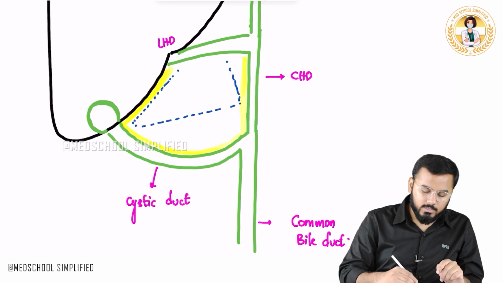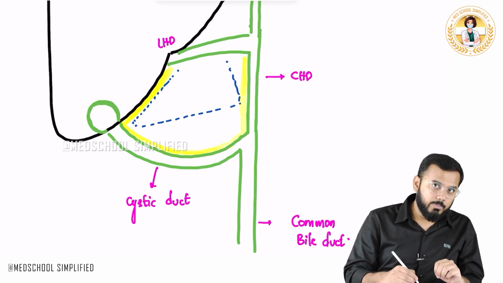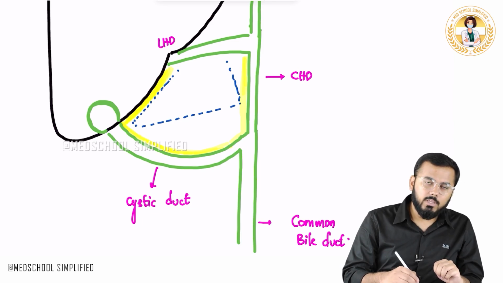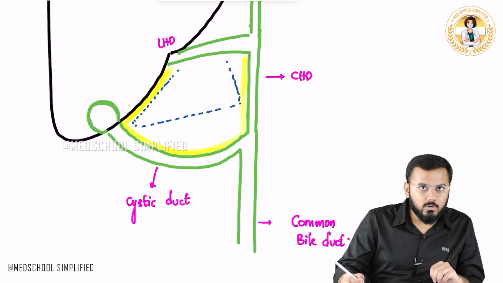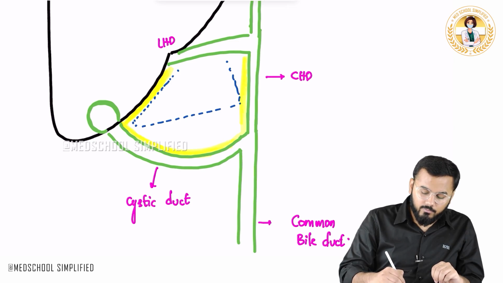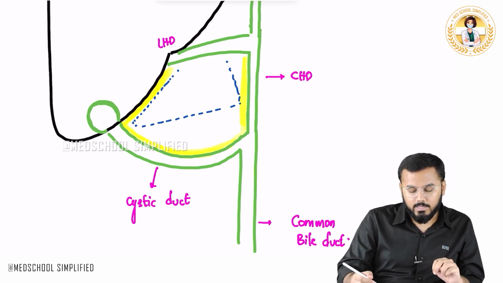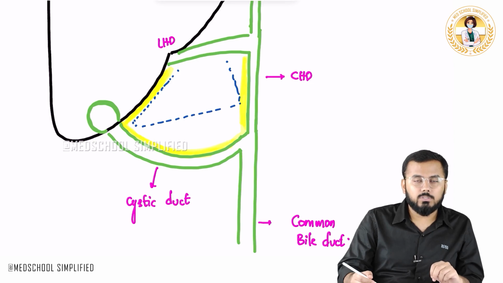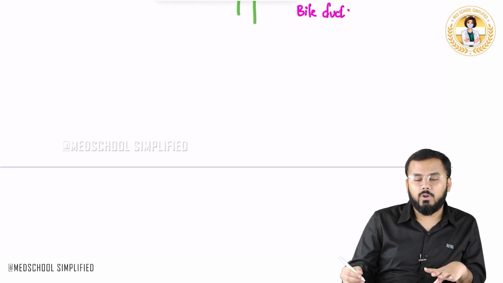Superiorly you have the inferior surface of the liver, laterally you have the cystic duct as well as the neck of the gallbladder, and medially you have your common hepatic duct. So this triangle which I have drawn here is called your hepatocystic triangle. Let us write that down before we move on to the next triangle.